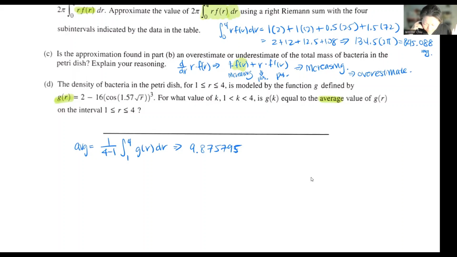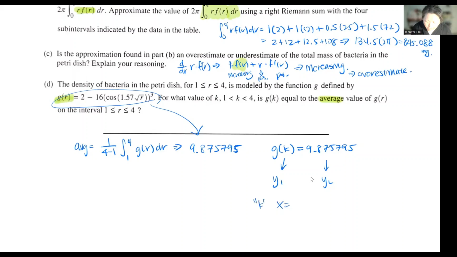So you're saying for what values is g of k equaling to this average? So g of k, so you're looking for when this function is equal to that, right? So when is g of k equaling to 9.875795? So what you want to do is graph this on the calculator. Graph this as your y1 and graph this as your y2. Look for where they intersect, and you should be able to find that intersection or your x value, k value. So your x value or your k value is equal to 2.497017. So make sure you check and see that you do truly get that. Okay? All right.